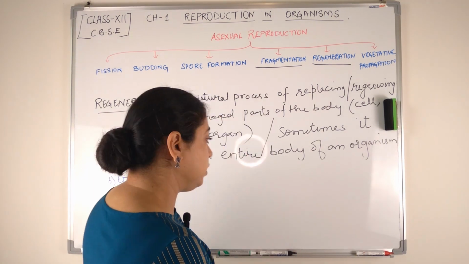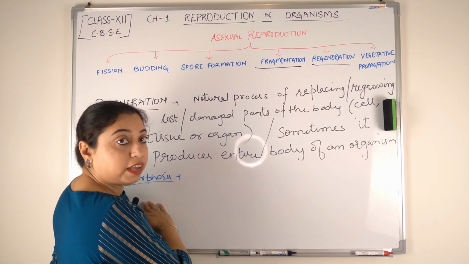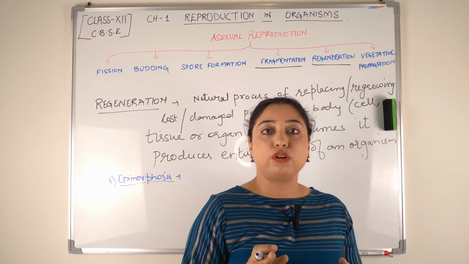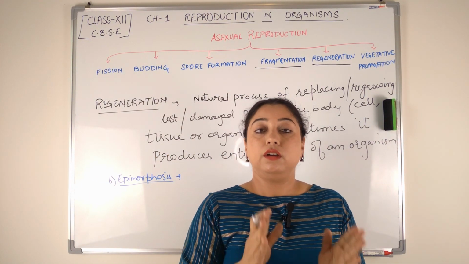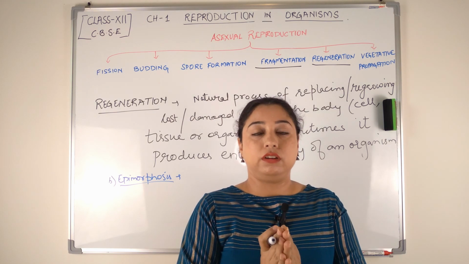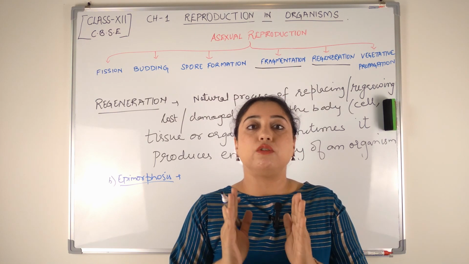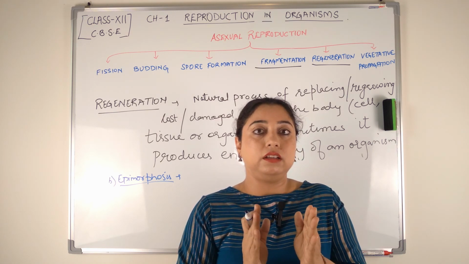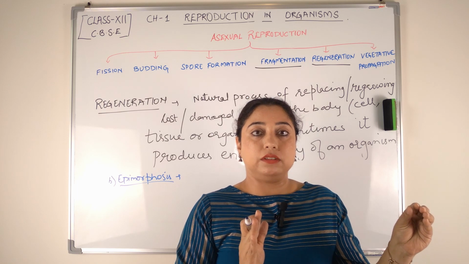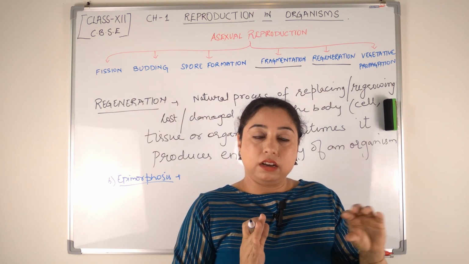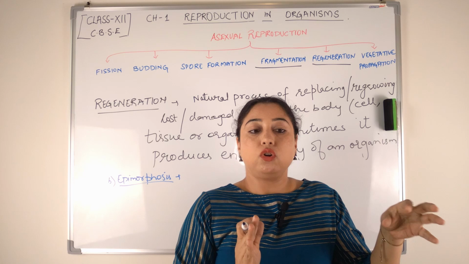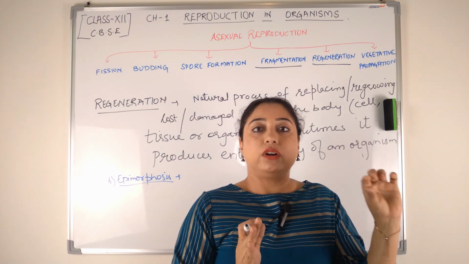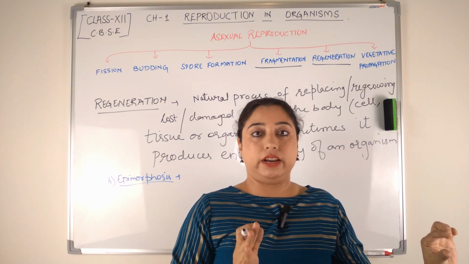Now we are going to talk about the second type of regeneration, that is epimorphosis. Epimorphosis is defined as a process of just the replacement, only the replacement of lost or the damaged part of the body. Right? For example, in the case of lizard, when the lizard breaks its tail, what happens? In the place of the broken tail, a new tail regenerates. It's not that a new lizard is going to be formed. A new tail, whatever was lost, will be regenerated.